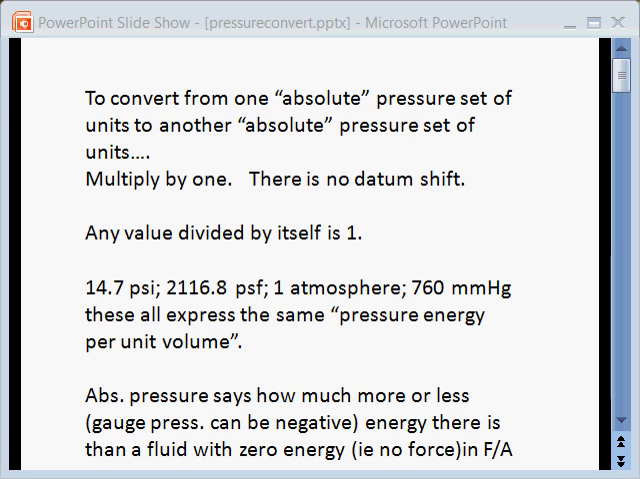Okay, we'll try this again. As promised, here is a quick explanation on how to do pressure conversions.